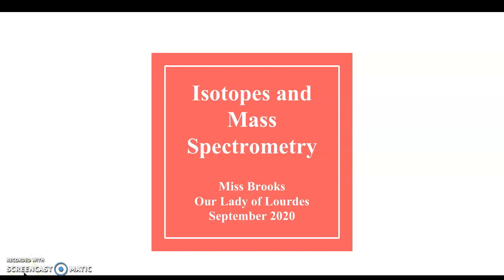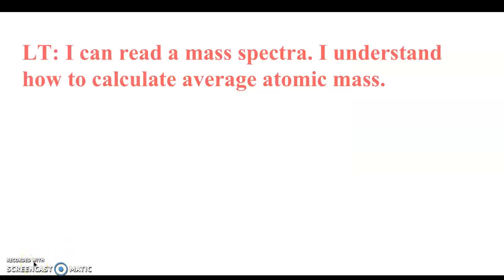Hi everyone. Today we're going to talk about isotopes and mass spectrometry. You're going to need your notes, a calculator, and your periodic table. So we're going to learn how to read a mass spectra and what mass spectrometry actually is. And we're also going to calculate average atomic mass, which is a review topic from Regents Chem.